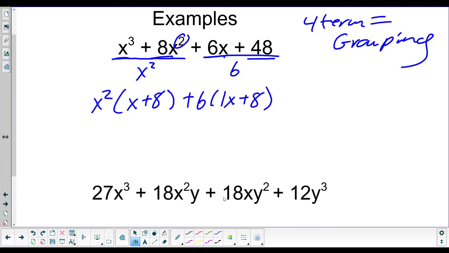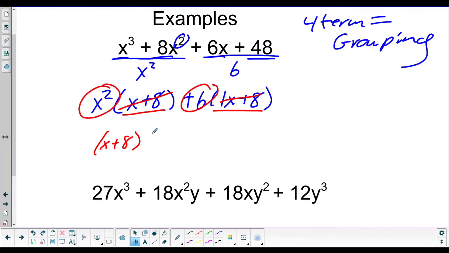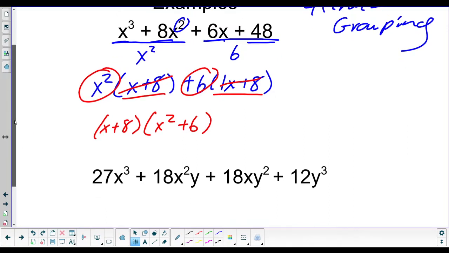Now we check. Do our parentheses match? Yes, sir. So now we're going to factor out the GCF. So we're taking out our GCF, which is this matching set of parentheses. So we're going to put that in front. X plus 8. Then, once these come out, we write the remaining stuff in their own set of parentheses. X squared plus 6.